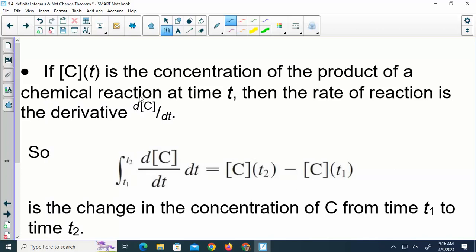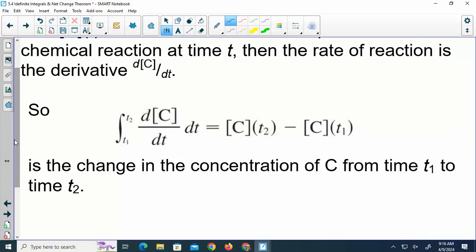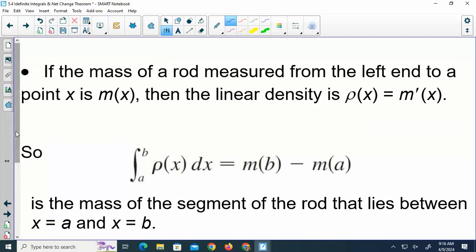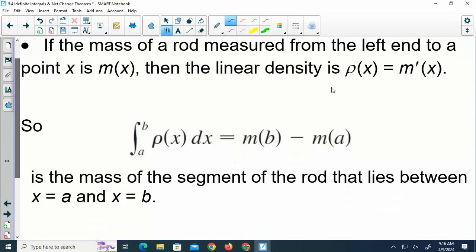Another one, if we were looking at C of T being the concentration of a product in a chemical reaction, the derivative is how that concentration is changing. So the derivative is the rate of change in our concentration, and the antiderivative gives you the actual amount of change. If we're looking at a function measuring the mass of a rod, then linear density comes from that. Linear density is the derivative of mass. So the antiderivative would go backwards, and it would tell you the mass of the segment between 2 points.